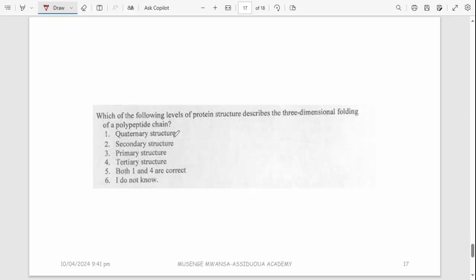Which of the following levels of protein structure describe the three-dimensional folding of a polypeptide? Three-dimensional folding is quaternary. Secondary is 2D. Primary is just amino acids. Actually, the tertiary structure also represents the 3D, because we are putting quaternary structures together, so it also represents the 3D. So the answer is both 1 and 4.